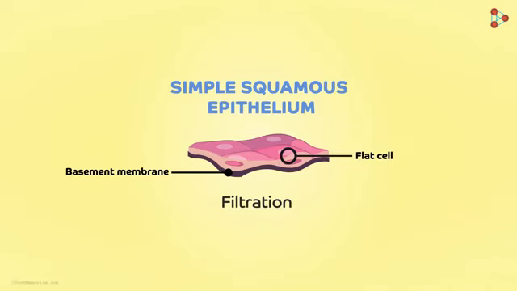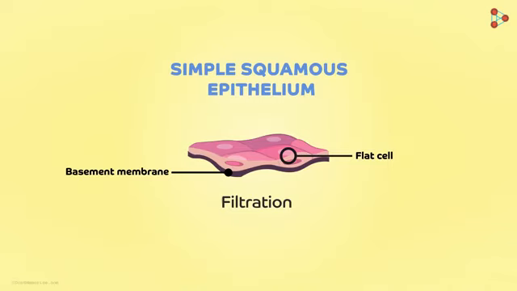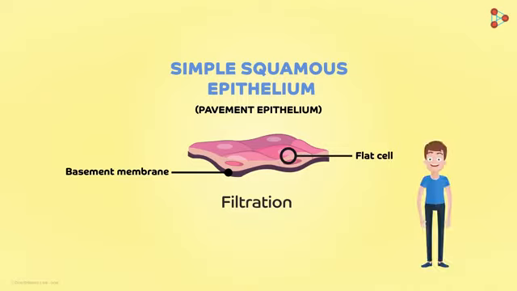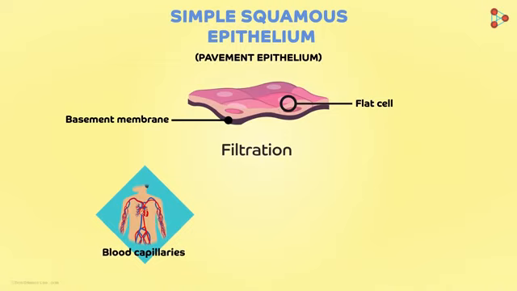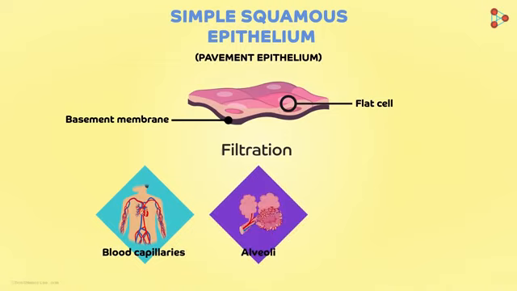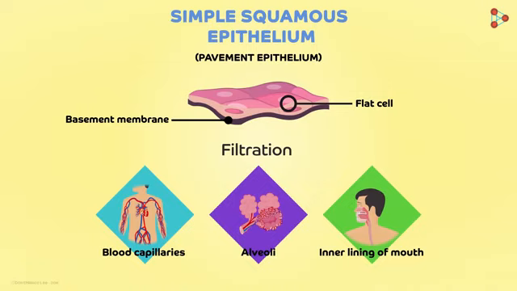These being extremely flat or tile-like are also known as pavement epithelium. Their flat nature itself states their function and locations. Such type is mainly used to transport or precisely diffuse substances across membranes and also perform filtration. Thus, where do you think we will find them? Well, think of the thinnest surfaces in our body, yes. The lining of blood capillaries, in the lining of alveoli, and also in the inner lining of mouth.